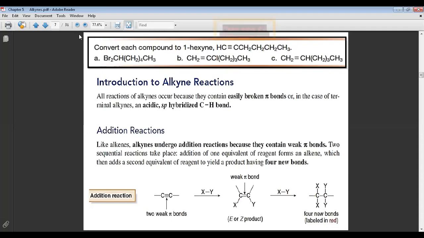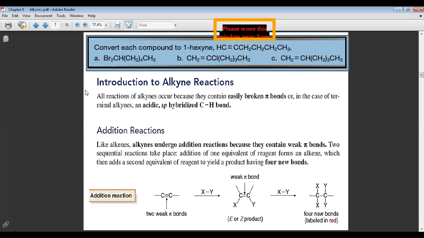And inshallah, I will stop here, students. Introduction to alkyne reaction. I will stop here until the next lecture, inshallah.